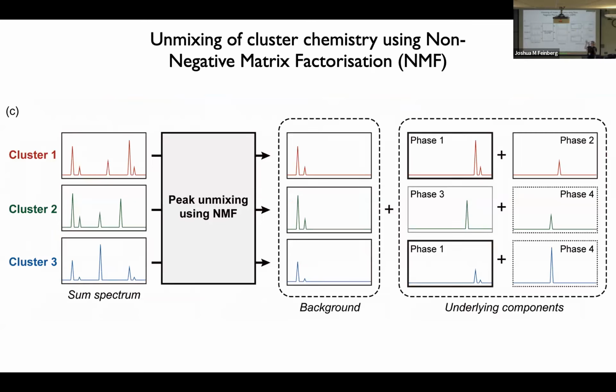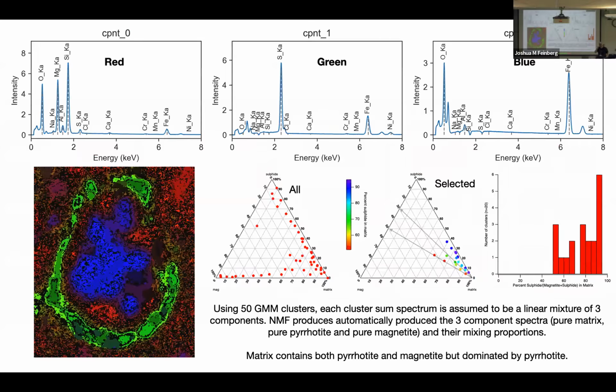It's going to take all those clusters that I originally defined. I usually use about 50 to do this. Feed that through NMF and ask it to produce the 3 fundamental spectra that it thinks are there and the proportions of each of those spectra in the actual data. Okay, so this is what that looks like. It unmixes the cluster spectra into these 3 fundamental spectra, which are the phyllosilicate, pure iron sulfide with a little bit of nickel in there, and pure magnetite.